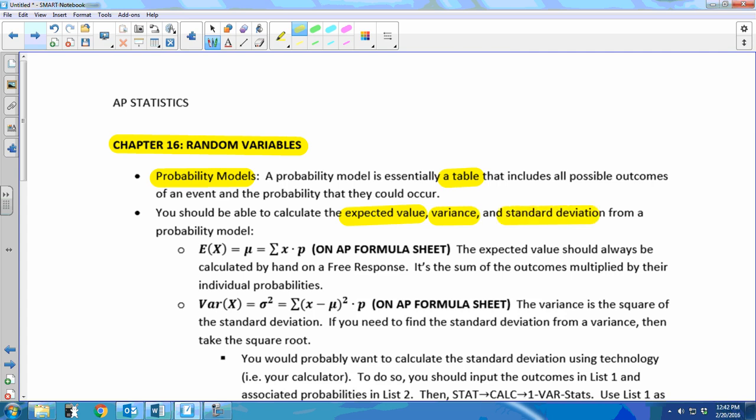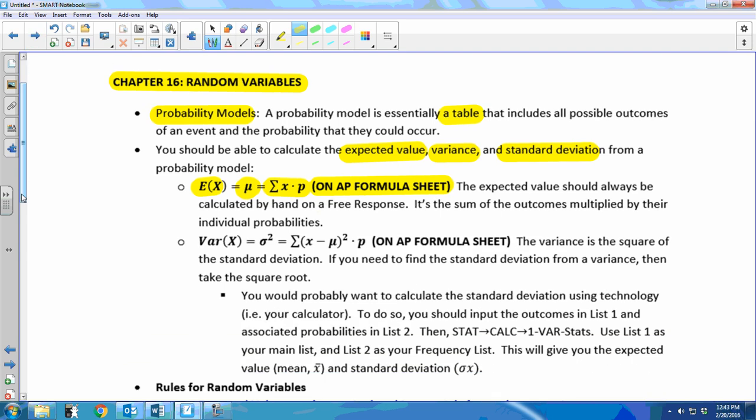The expected value is on the AP formula sheet. It's EX, which is the same thing as the mean. It's the sum of all of the outcomes times their probabilities. It always needs to be calculated by hand on a free response. Show your work. It doesn't take that long. They're looking for the calculation.